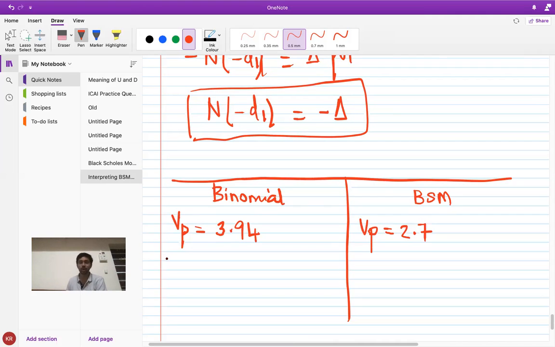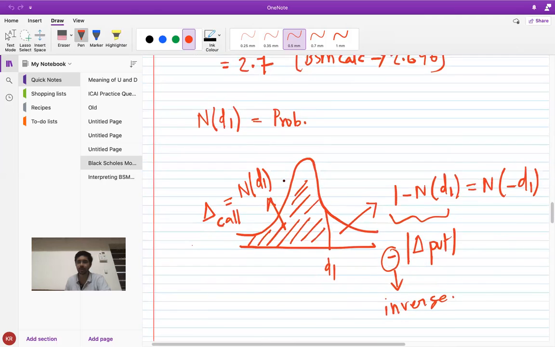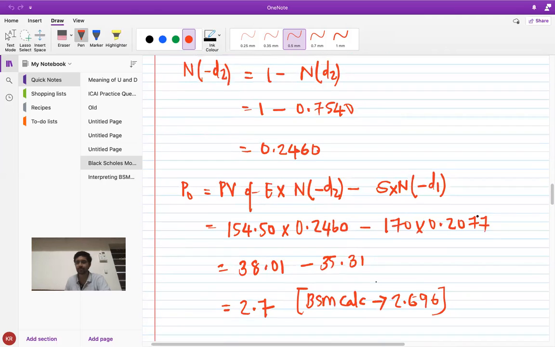What we found as H was equal to minus delta under binomial, which was equal to 0.24, or 0.238. Under the Black-Scholes model, we had N of minus D1 equal to minus delta equal to, I think, N of minus D1 was 0.2077.